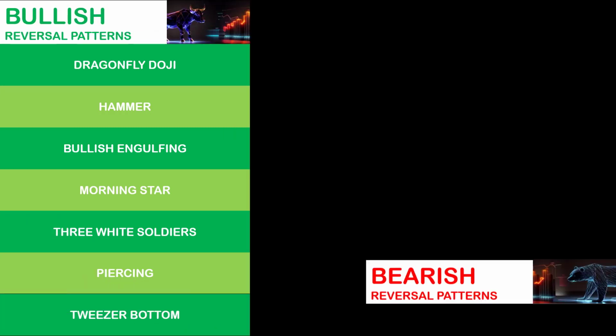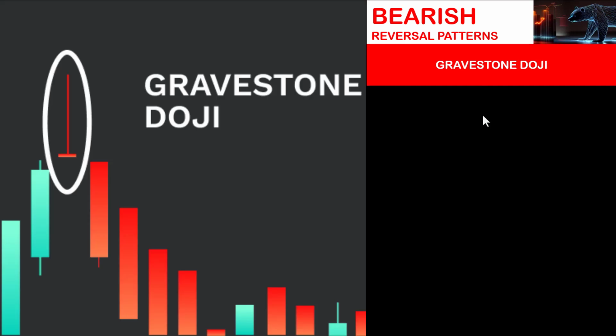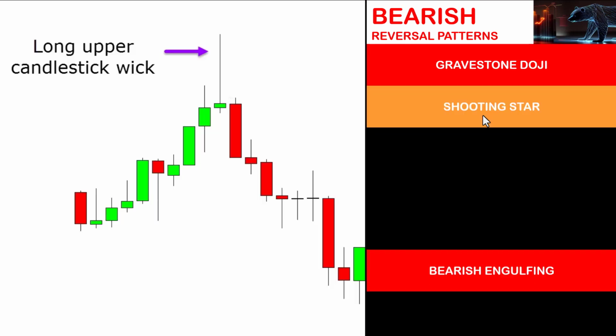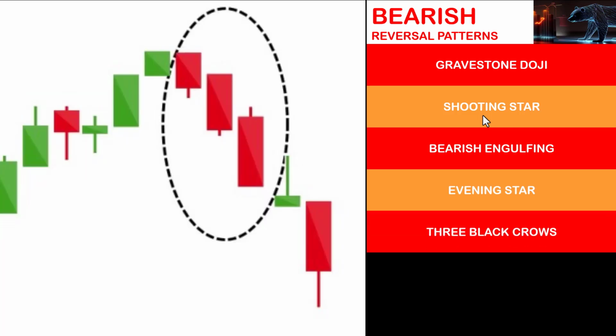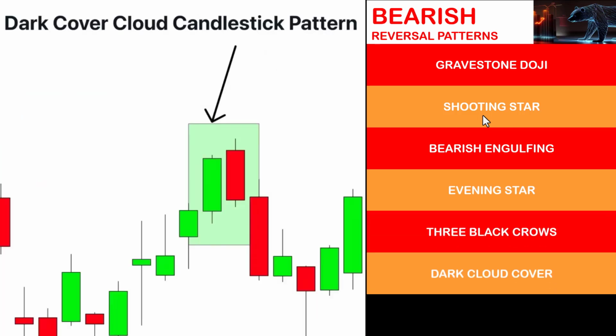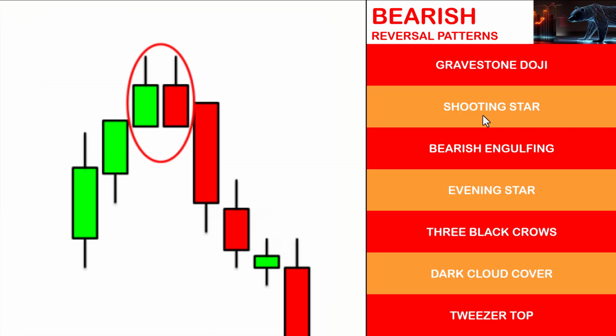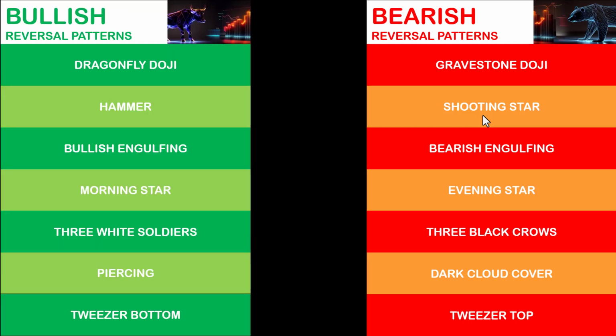On the other hand, I'll go to the bearish reversal patterns now. We have gravestone doji, shooting star, bearish engulfing, evening star, 3 black crows, dark cloud cover, and then tweezer top. So you can see that we have the bullish and the bearish counterparts, and these are the candlestick reversal patterns, both bullish and bearish.